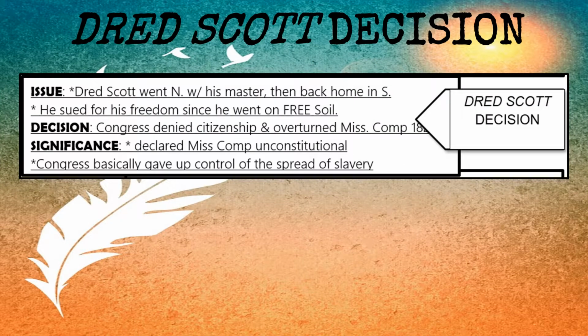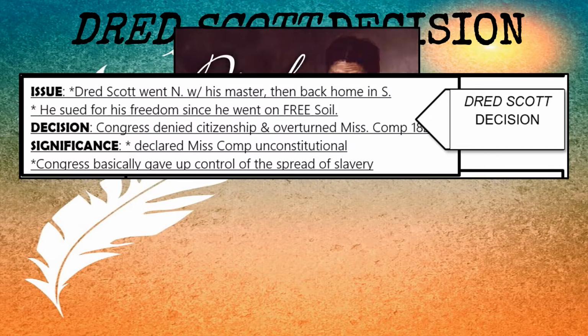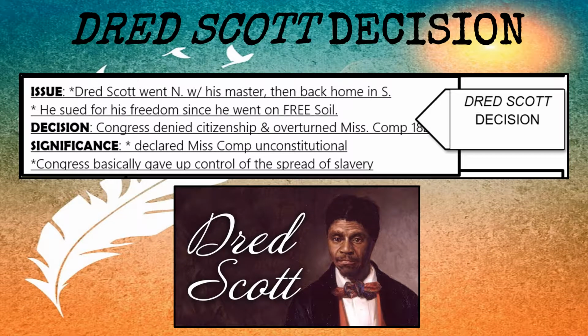Our next cause is our final court case. It is the Dred Scott decision. The issue here is that Dred Scott went north. He was in the South, and he went north with his master. Then when he came back home to the South, Dred Scott sued for his freedom since he had been on free soil. So, maybe that makes sense.